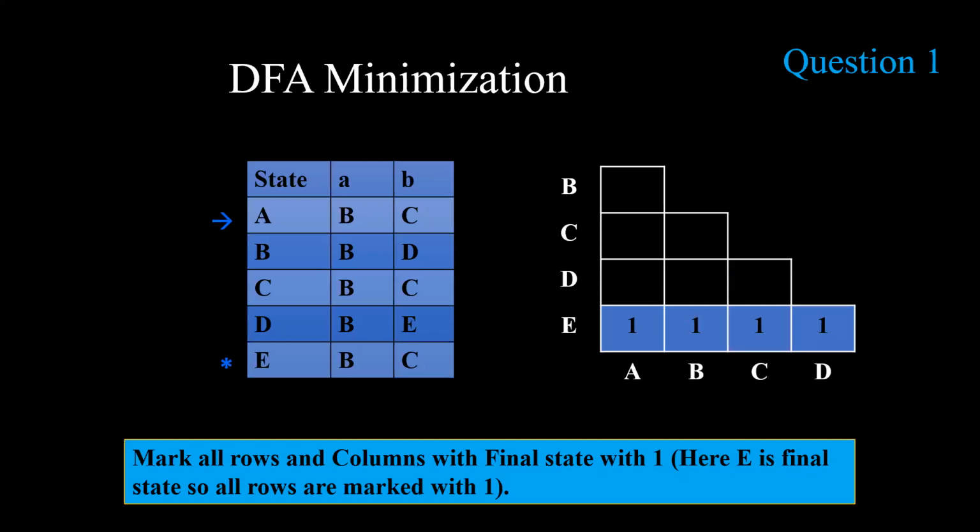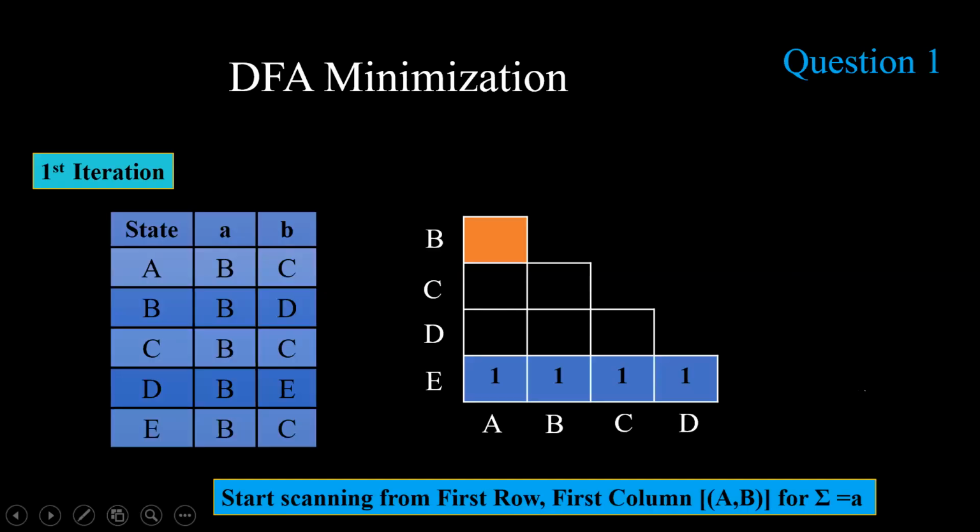Now what we will do, we will draw a lower triangulation matrix of n minus 1. That means if I have 5 states, I'll draw a lower triangulation matrix of 4 cross 4. The very first step which we need to follow is that we will mark all the rows and columns with final states with 1. Since E is the final state, we will mark 1 on all the rows of E. Now, the second step is we will start the iteration corresponding to every row and every column.